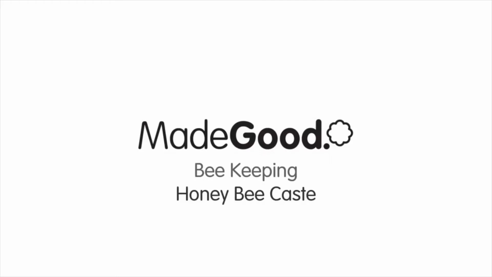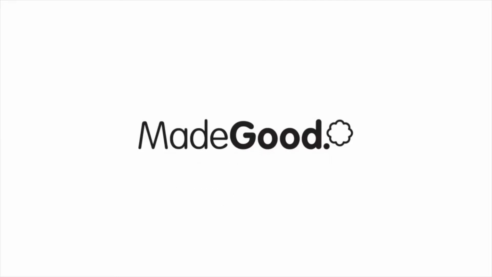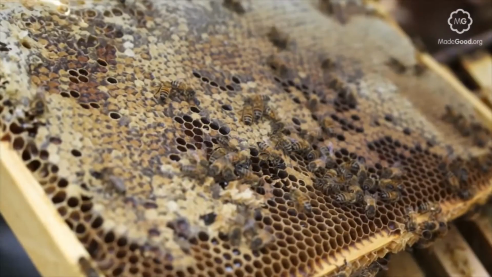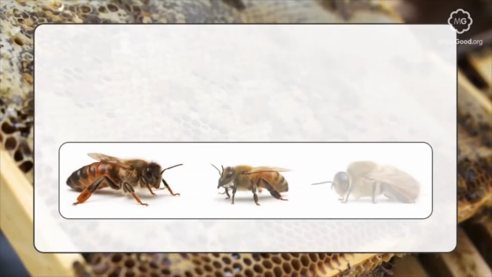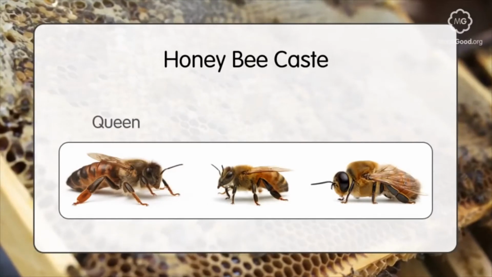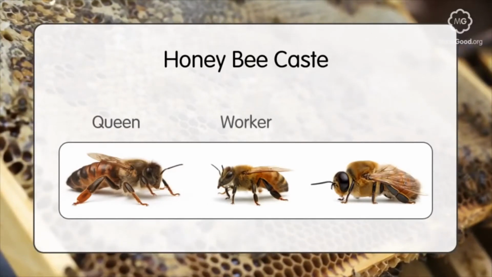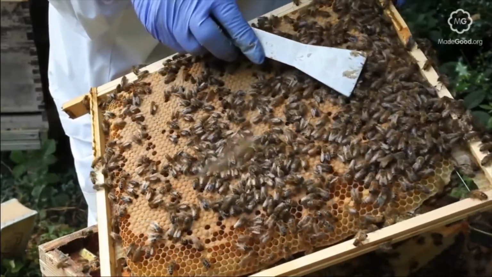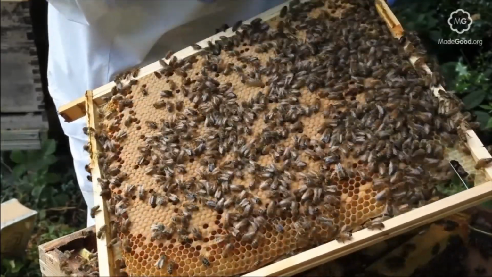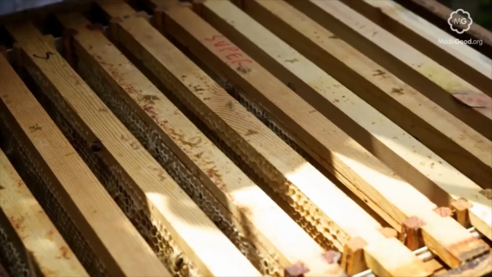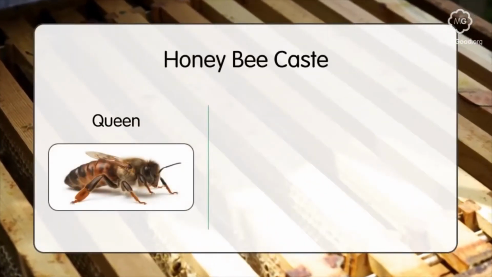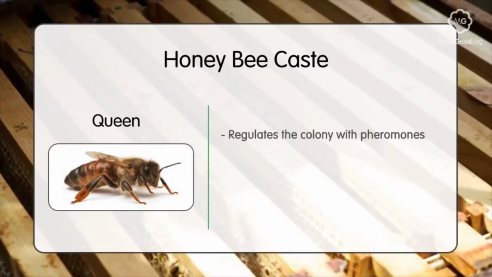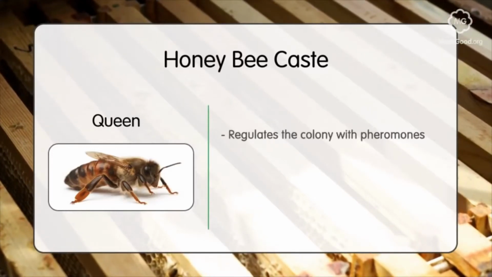In this film, we're going to describe the different castes of honeybee. Honeybees are divided into 3 different types: the queen and the worker, which are female bees, and the drone, which is a male bee. The queen bee is the heart of the colony. Without her, the rest of the colony cannot survive. She has 2 main purposes: to produce chemical scents or pheromones, which help regulate the unity and stability of the colony, and to lay eggs.